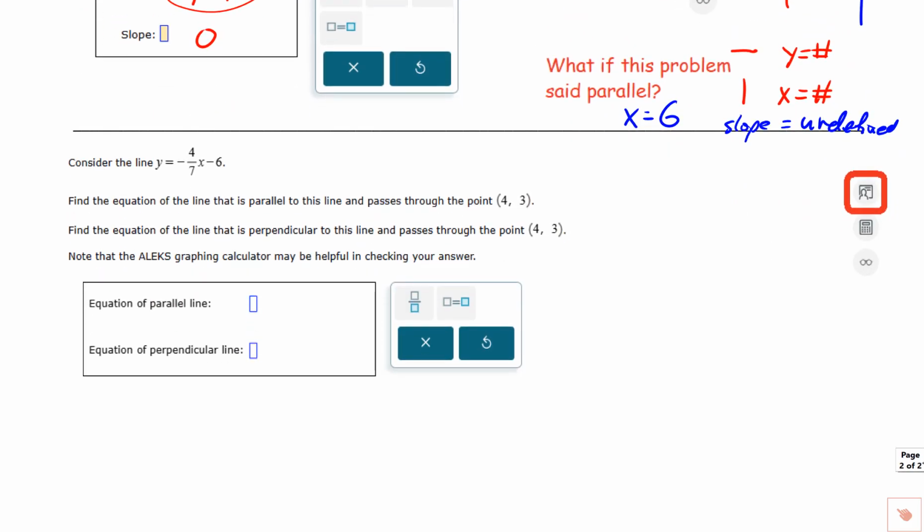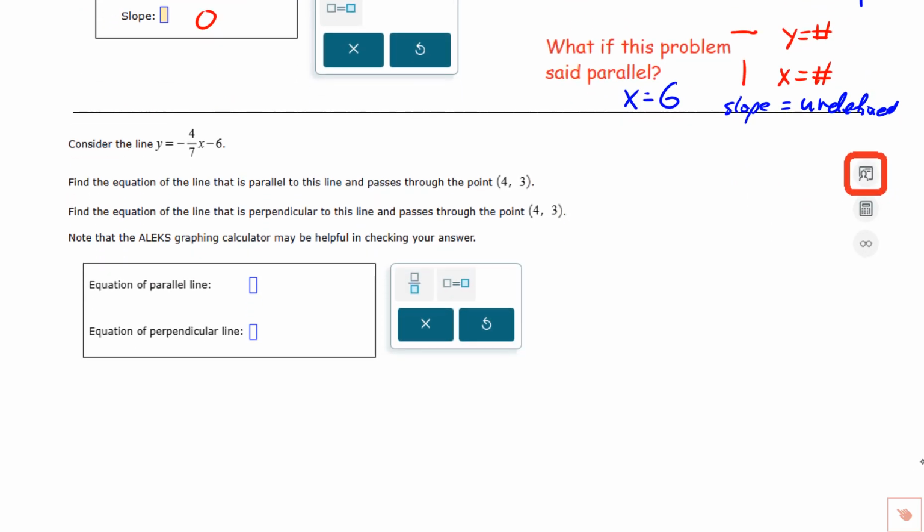All right, let's take a look at the next one. This is the last one on the page. Again, reminder, most of these have videos where you can watch how to do this. This wants us to do a couple of things. It says, consider this line right here, y equals negative 4/7 x minus 6. And we want an equation that is parallel to that line that goes through 4, 3. And we want one that's perpendicular to that line. Okay, so perpendicular would look like this. Let me make parallel like that. Okay, and goes through 4, 3.